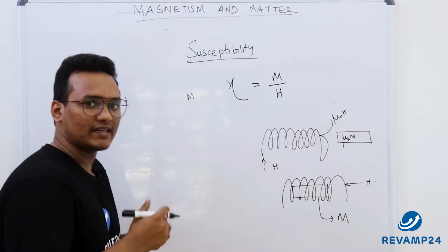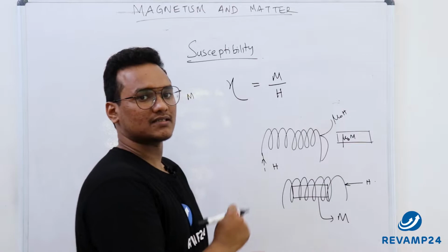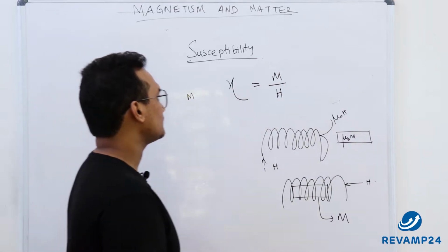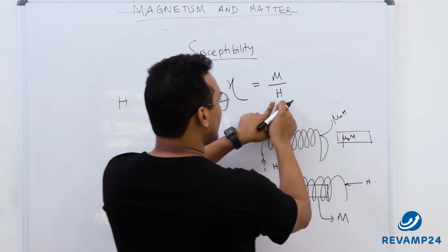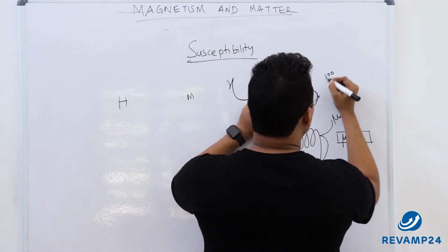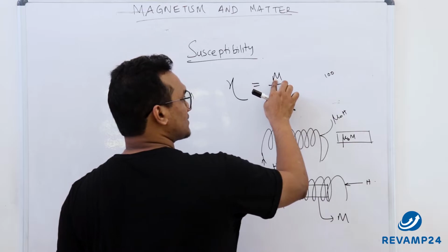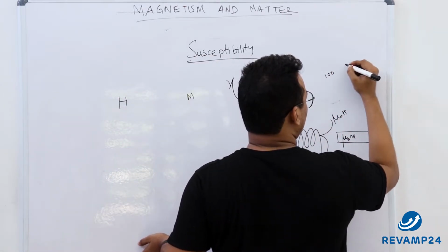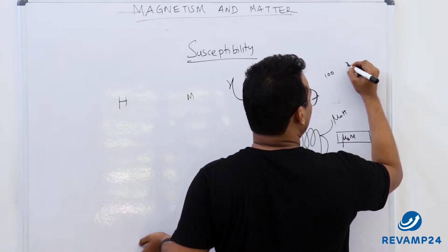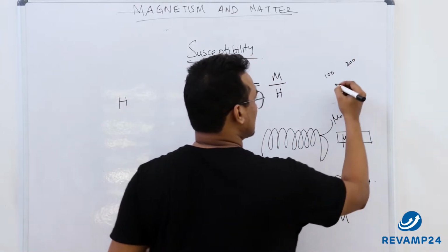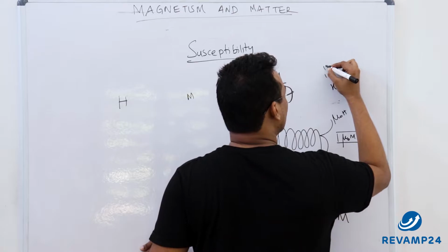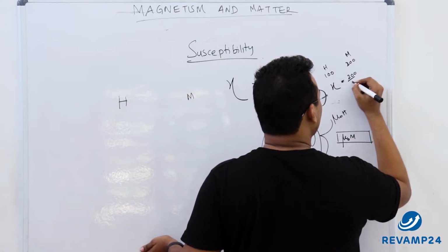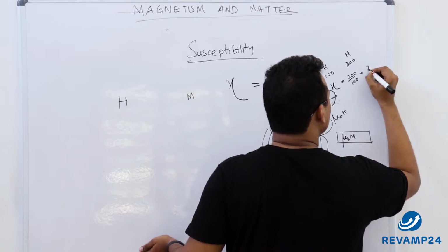How easily can we magnetize a substance? For example, I will explain it with numbers. Giving a value of H as 100, let's say a substance has developed a magnetization of 200. What is susceptibility? This one is H, this one is magnetization. So, 200 divided by 100, the value is 2.